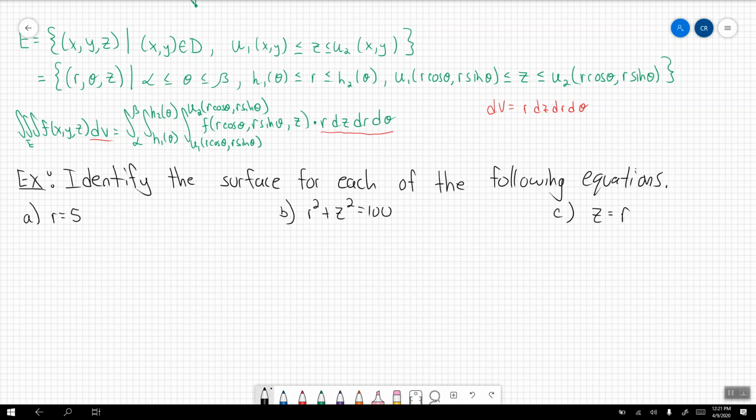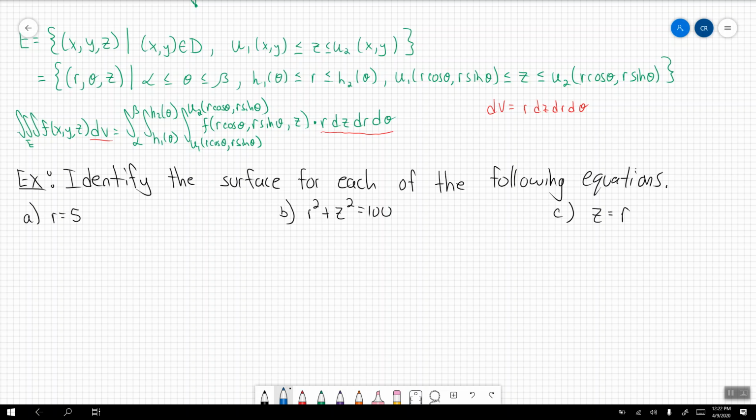So let's see what we're looking at here. Let's see if we can identify what we have. All right, so r is equal to 5. In this case, all we're doing is creating a radius. Because we don't have anything else in terms of theta or z, that means theta and z are allowed to be anything that they can be. The only restriction is that r is equal to 5, which means at every single point we want to account for, r is equal to 5. This should signify that we have some sort of cylinder that we're working with.